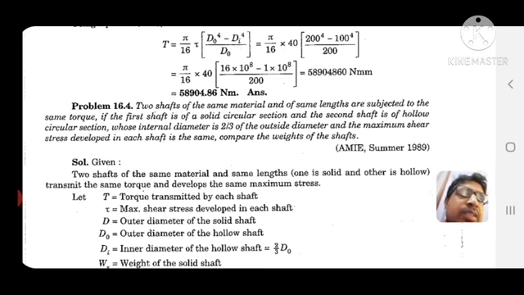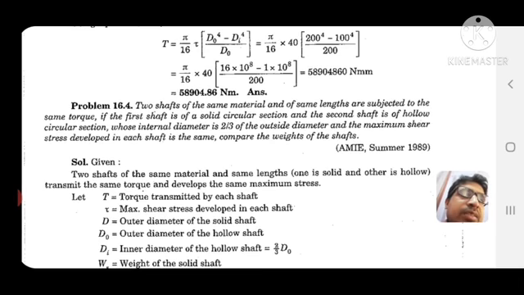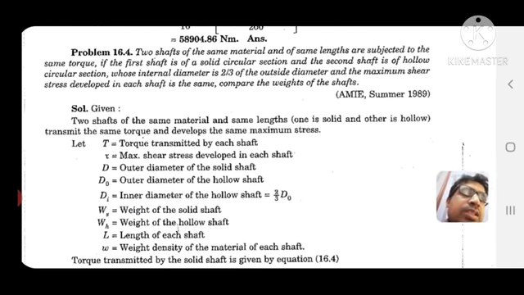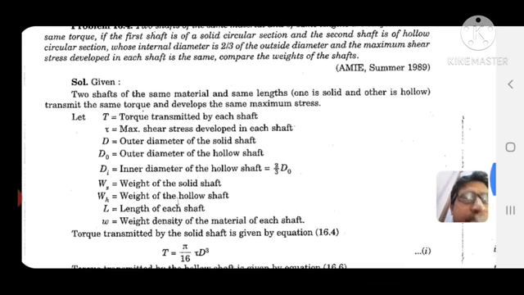Two shafts of the same material and same length are subjected to the same torque. The first shaft is of solid circular section and the second shaft is of hollow circular section, whose internal diameter is 2/3 of the outside diameter, and the maximum shear stress is developed in each shaft. Given: two shafts of the same material and same length transmit the same torque and develop the same maximum stress.